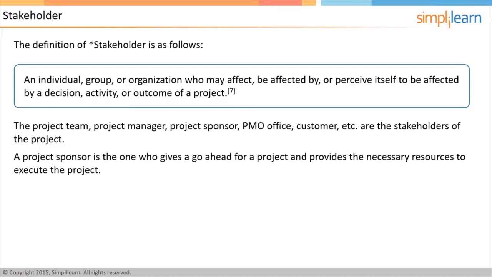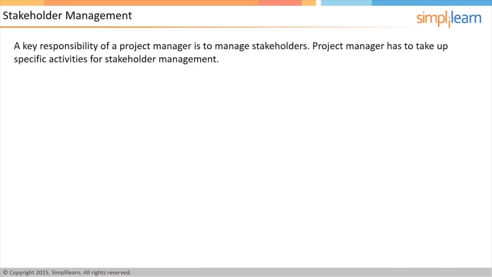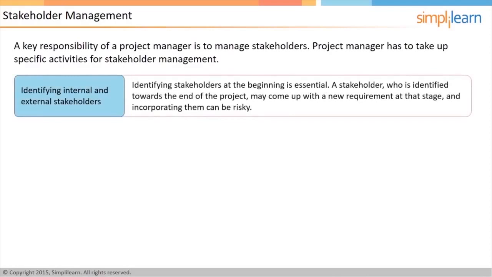In the next screen, let us look at stakeholder management. One of the key responsibilities of a project manager is to manage stakeholders. A project manager has to involve the stakeholders from the beginning of the project until the end, so they are aware of every step. A project manager has to take up specific activities for stakeholder management, identifying both internal and external stakeholders. Missing out any stakeholder can be disastrous for a project. A stakeholder who is identified towards the end of the project may come up with his own requirement at that stage, and incorporating them can be risky.